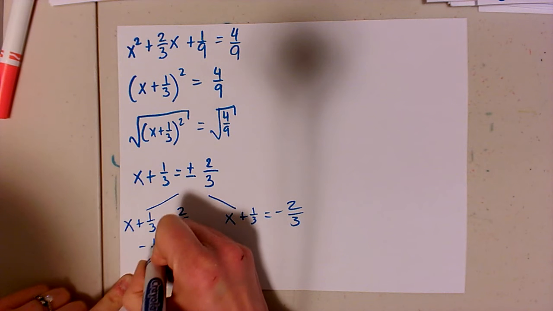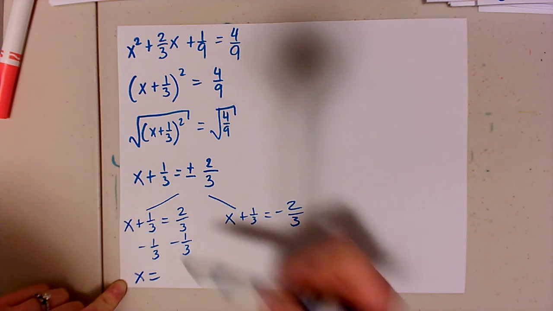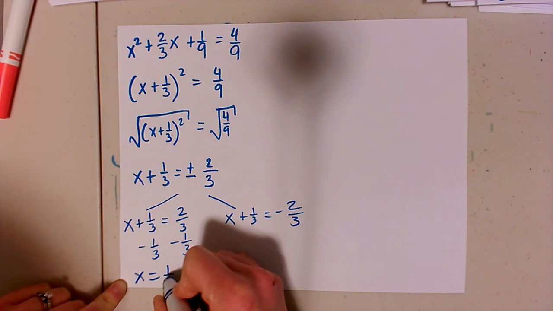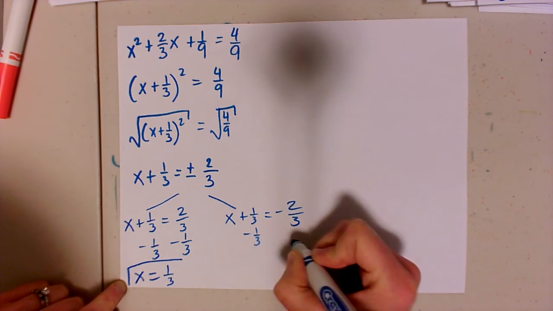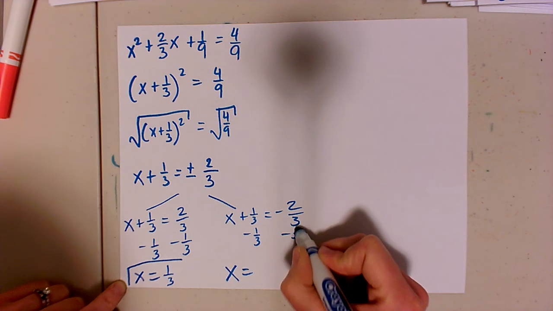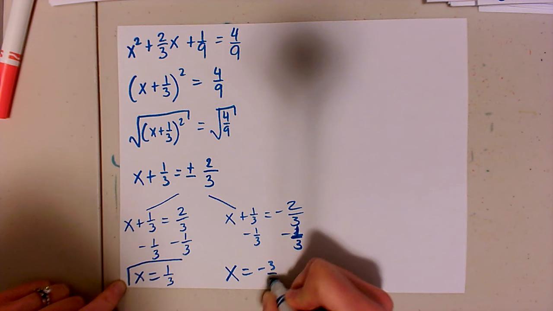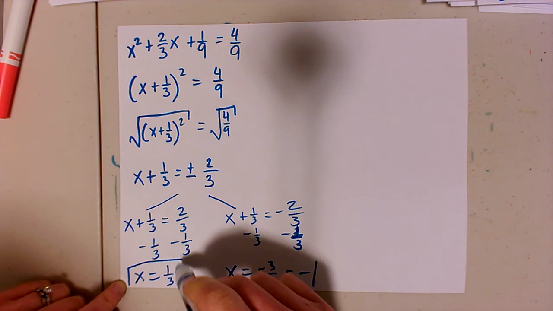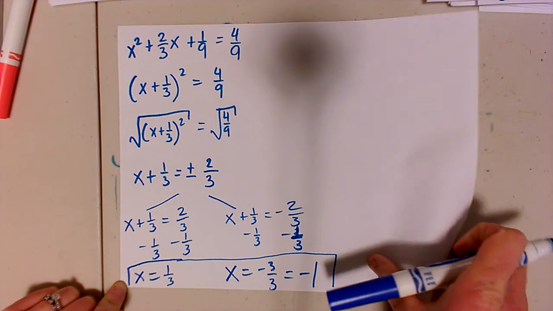I'll subtract 1/3 from both sides, and on the left equation, 2/3 minus 1/3 is just 1/3, so x is 1/3. That's one solution. Then over here I can subtract 1/3. So x is going to equal negative 2/3 minus 1/3, that's negative 3/3, which is the same thing as negative 1. So your two solutions are 1/3 and negative 1. Alright, let's try out the next problem, which is numbered as 15.